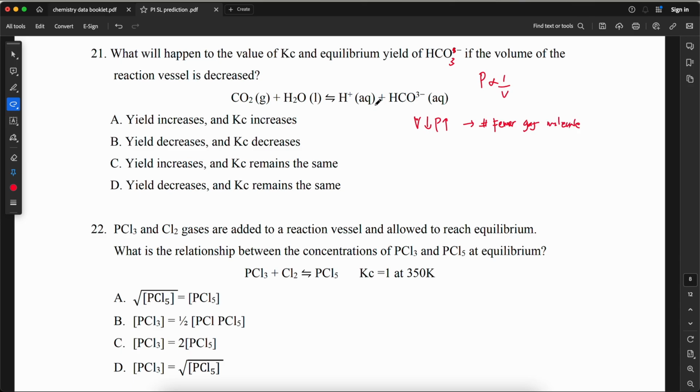Here, as you can see on the right side, there is no molecule that is a gas, but here there is CO2, and so on. So the products have fewer gas molecules compared to the reactant, so it will shift to the right. When it shifts to the right, the yield will increase because product will increase. But Kc remains the same because Kc only changes with temperature, not pressure or volume.